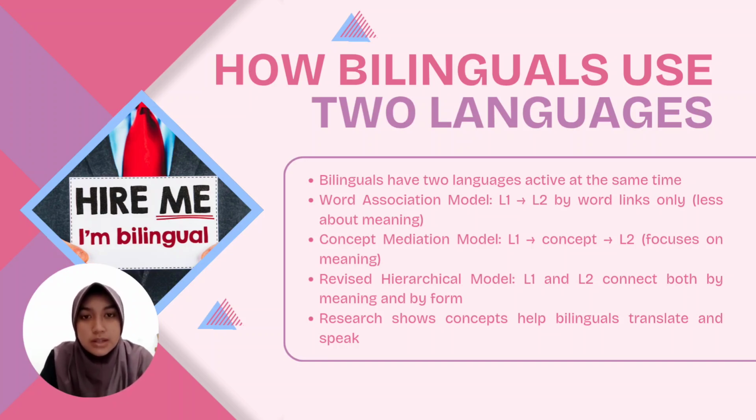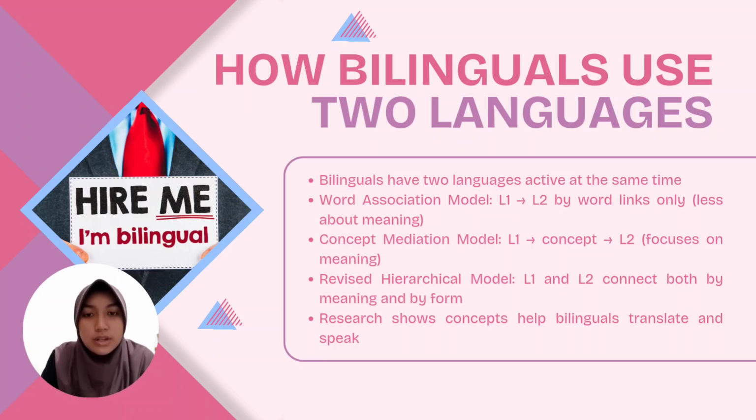Next is the concept mediation model. First language, concept. Second language focuses on meaning. Later, they start understanding words by their meaning, not just by linking to first language. For the fourth and fifth point, I will give the explanation only. The fourth point, revised hierarchical model. This model shows that both languages link through meanings and word forms, but first language is usually stronger.